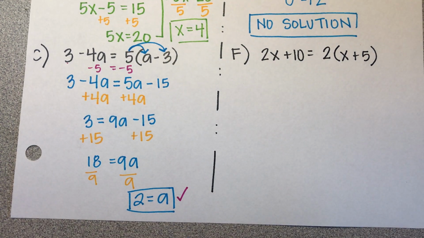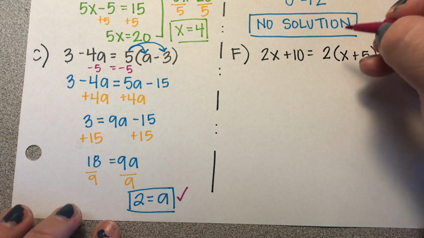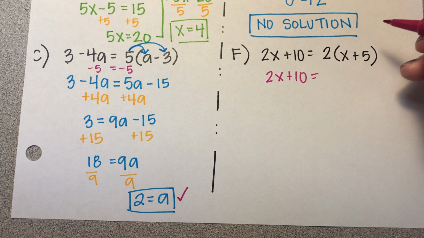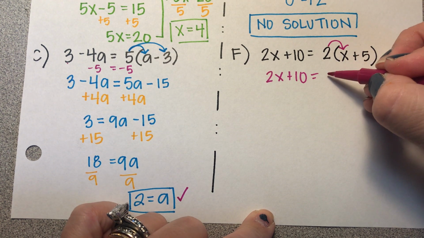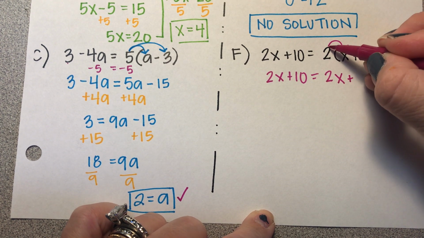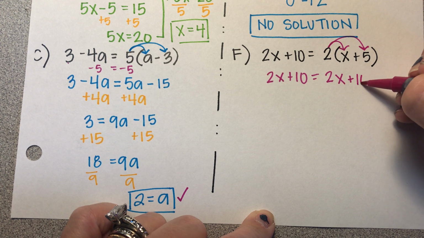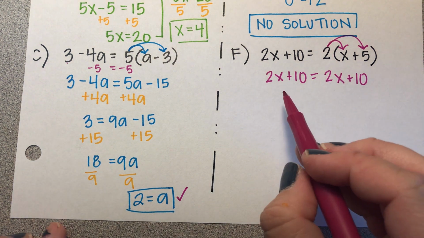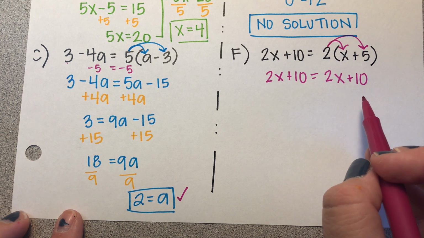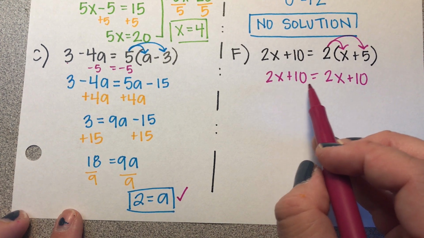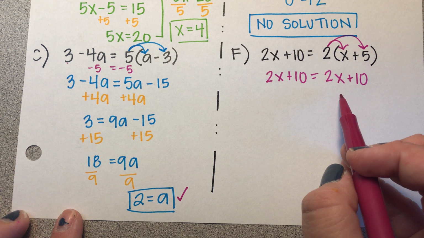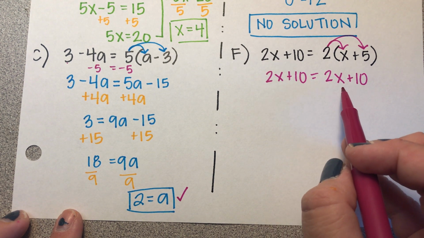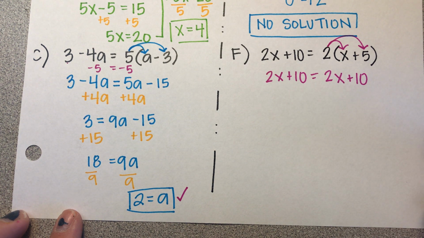And then letter F, let's look at this one. So I'm going to leave the left-hand side alone, and I'm going to come over here. 2 times x is 2x, plus 2 times 5 is 10. Okay, so this one is different because these two sides are identical, right? I could put anything in here for x, and it's going to be true. You could put in -4, because both sides are the same, so it's going to be true.